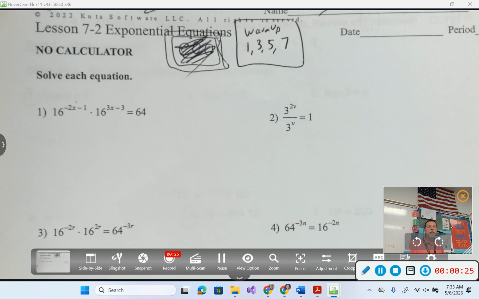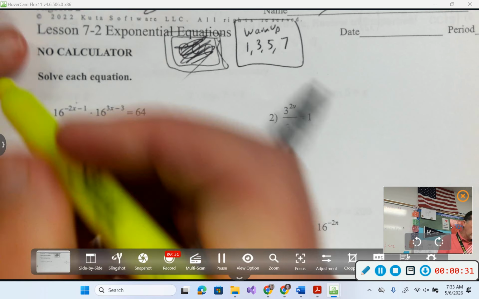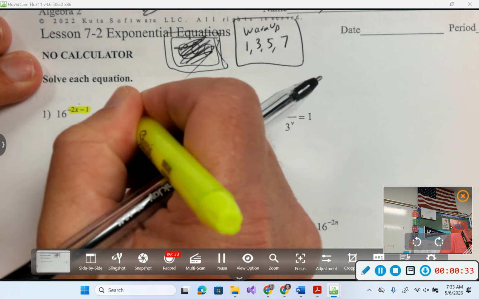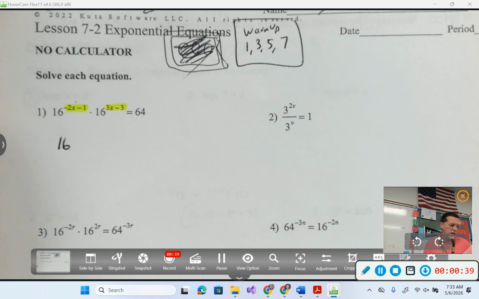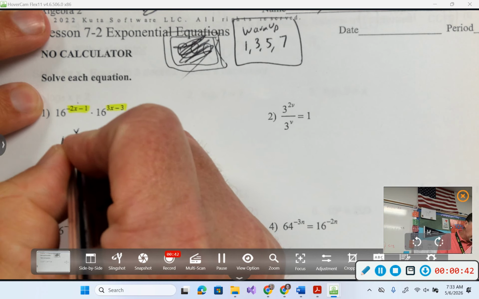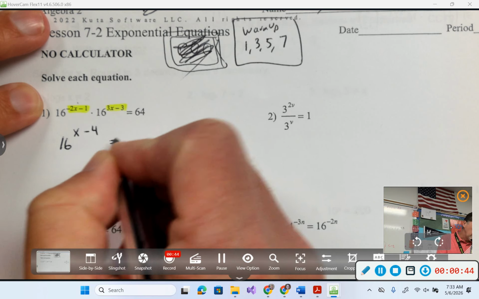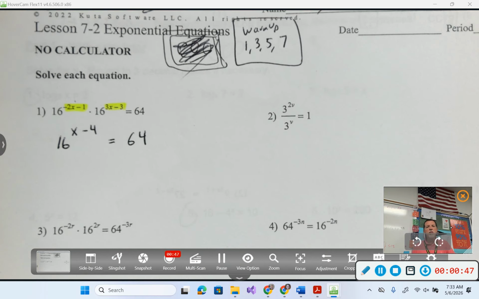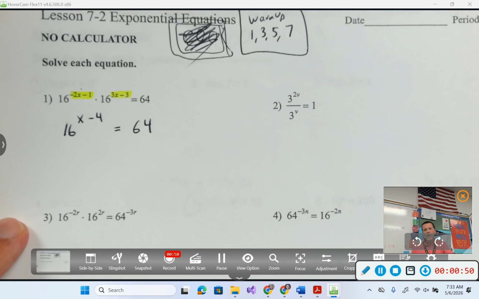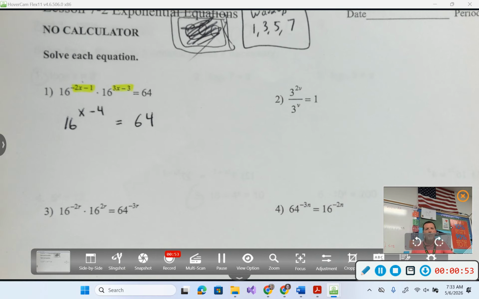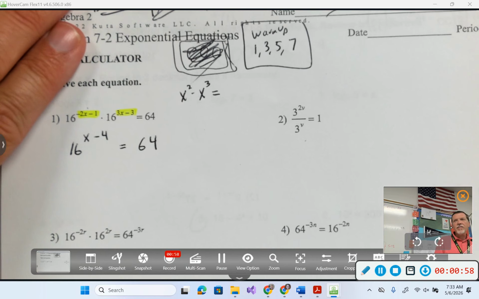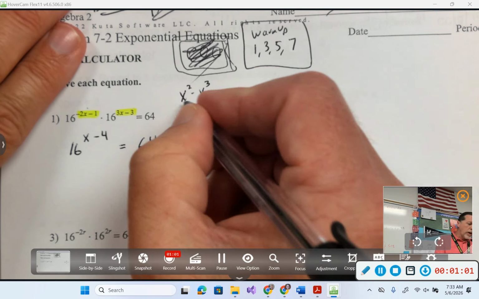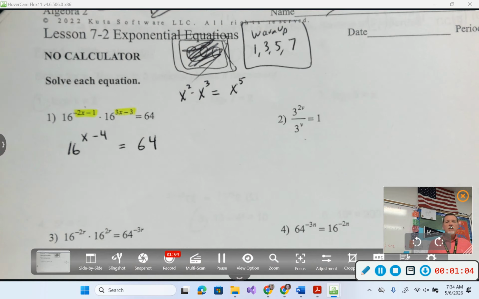Let's see, 16 to some stuff, 16 to some stuff. What can we do with the exponents if they have the same base? We can add them. So this will be 16 to the, let's see, if I add all of that, that would be x minus 4, equals 64. You don't multiply them, right? Because if you have x squared times x cubed, that's not x to the 6th. That's 2 x's and 3 x's make 5 x's. So we add them.